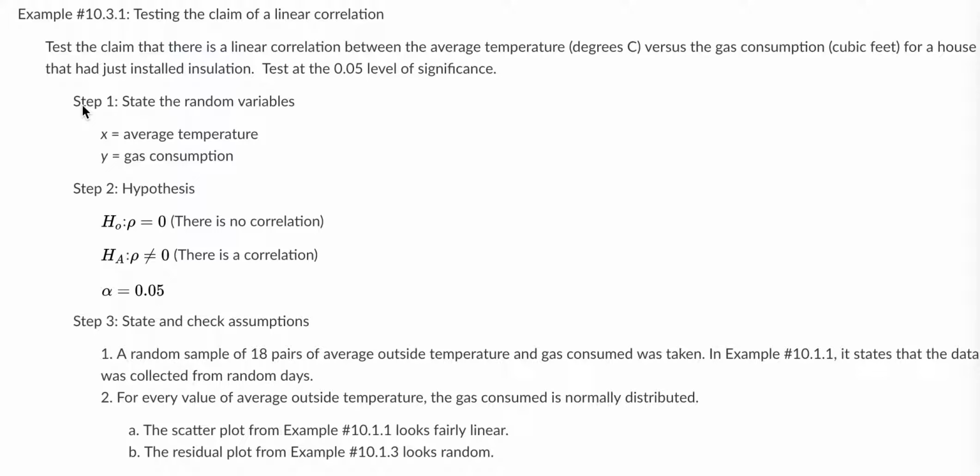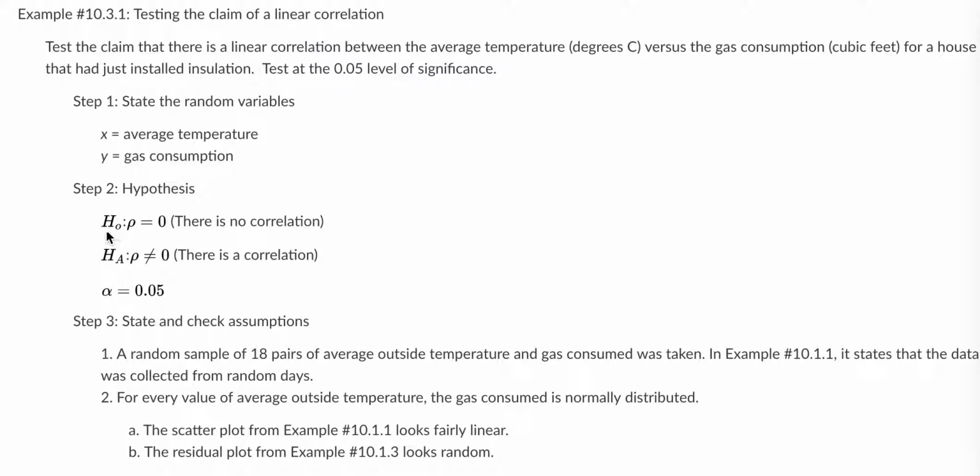Now the first step of every hypothesis test is to state the random variables. And we've actually already done that, but let's do it again. So we have the average temperature, which is what we're going to call x, and the gas consumption, which is y. So remember, x is what we're using for a predictor variable, y is our response variable. Your next step is, of course, stating the hypotheses.